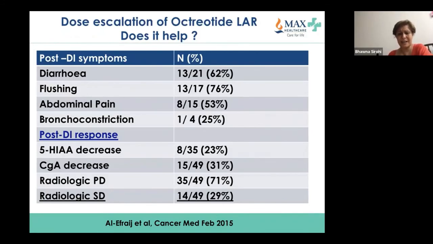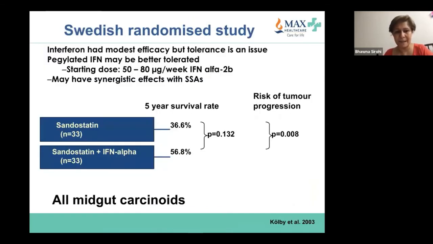Dose escalation, it does help. So if you have a patient who has a lot of symptoms, I've had patients with flushing and diarrhea. As you can see from this slide, there is a decrease in 5-HIAA in 23% of patients, chromogranin A goes down. Radiologic stable disease is there in almost 30% of patients. The number of patients where the diarrhea is improved is almost 62%, and flushing, abdominal pain, and wheezing, bronchoconstriction is helped in a quarter of the patients.